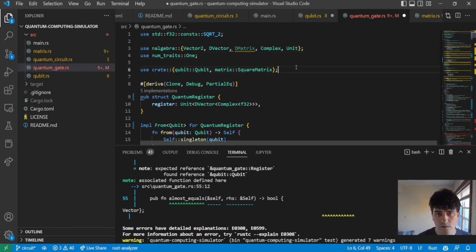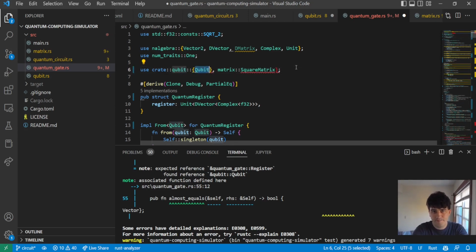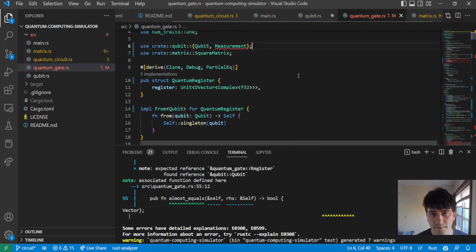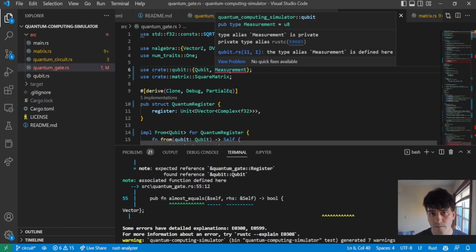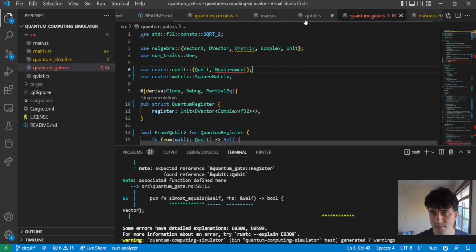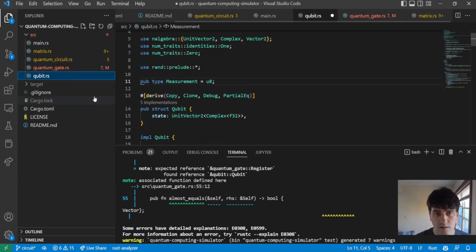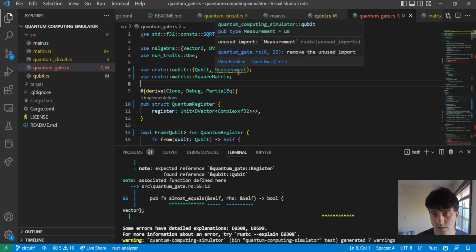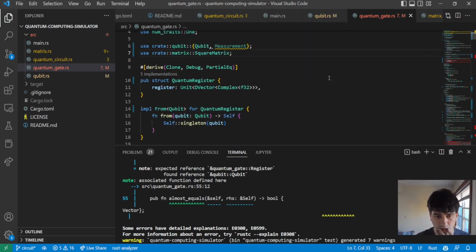We are going to use qubit and measurement. And we will also import matrix, square matrix. Measurement is private. Didn't I just update that? Pub type. Okay. That worked this time.